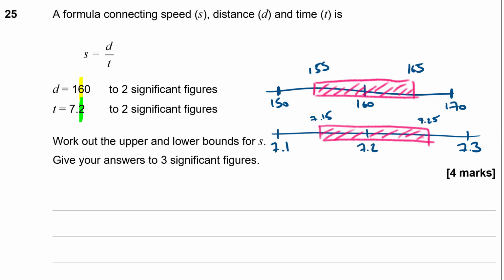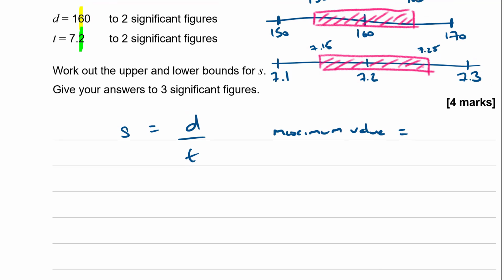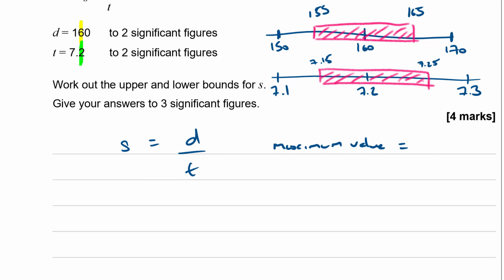Now when I take S, which is d divided by t, my maximum value I'm going to get is if I divide my largest possible value of d, which is 165, by my smallest possible value of t, which is 7.15, and that is equal to 23.07, which I'm going to round up to 23.1 to three significant figures.